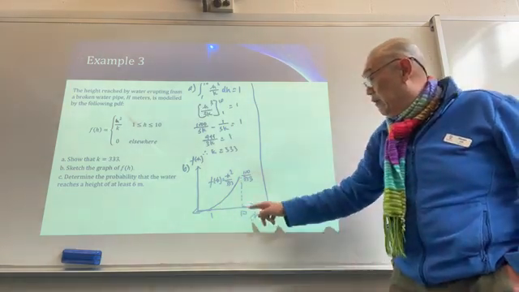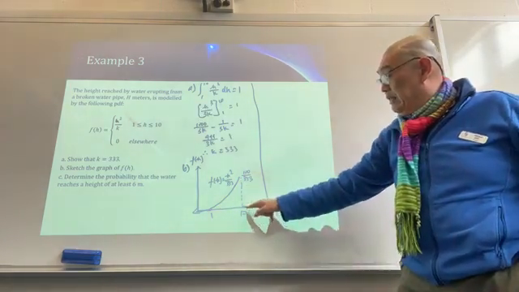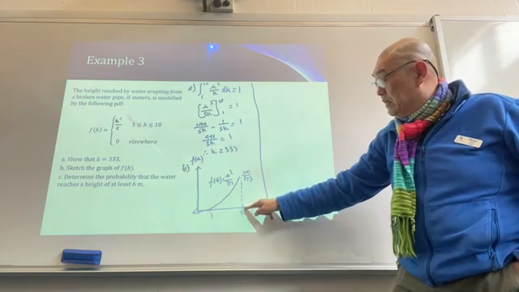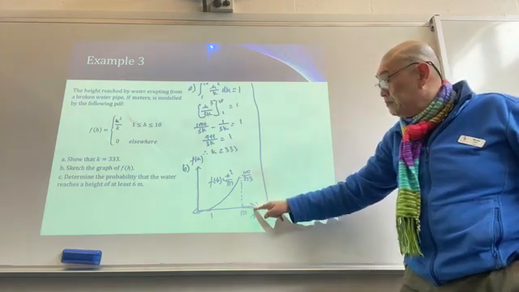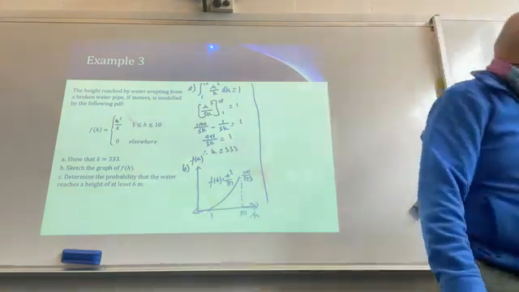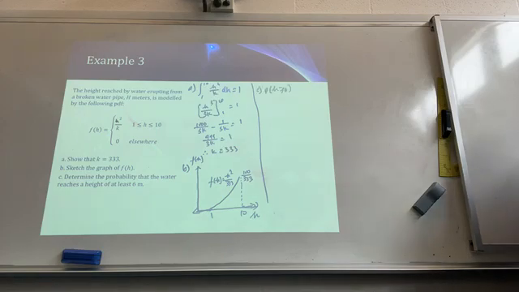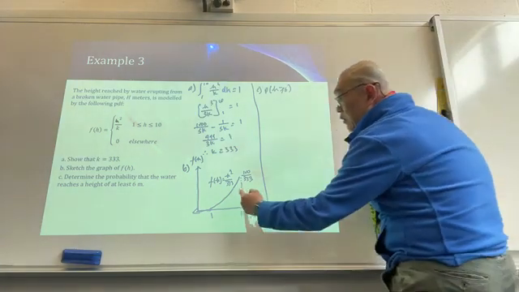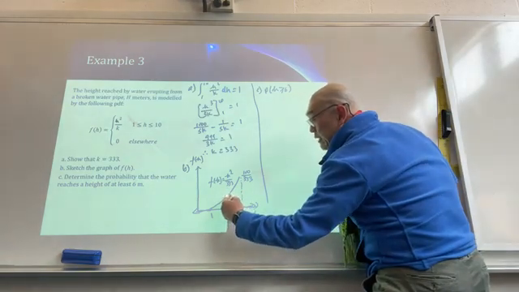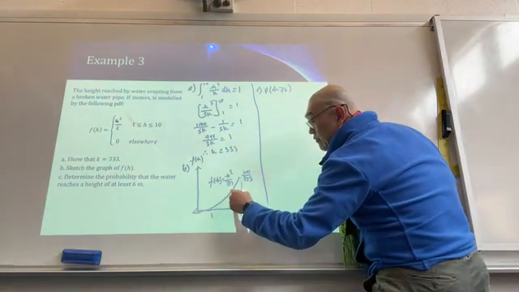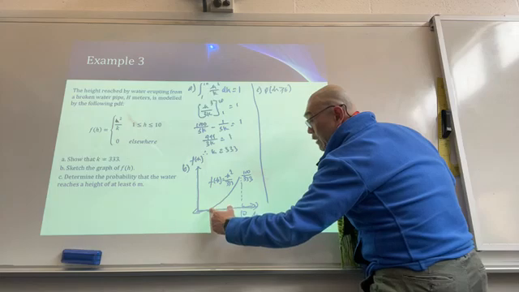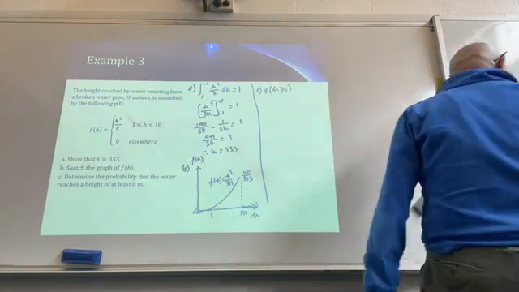That should be fine. All right, that's an open circle here. That is 0 and that's 0. And then you can determine the probability that the water reaches a height of at least 6 meters. So at least greater than 6, you want to look at between 6 and 10. You can integrate from 6 to 10, or integrate from 1 to 6 and take away. It's up to you.